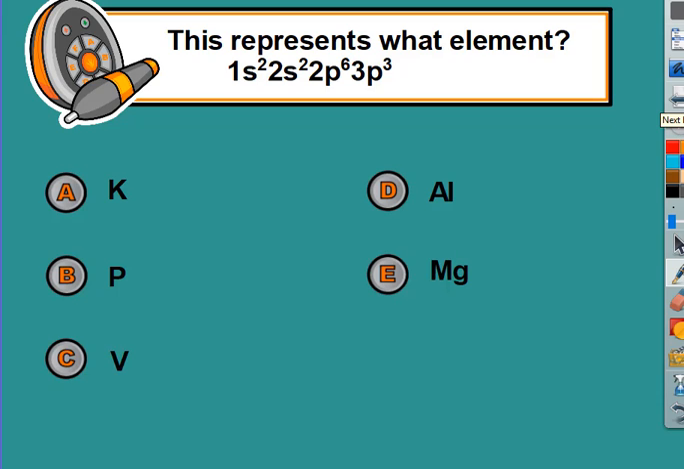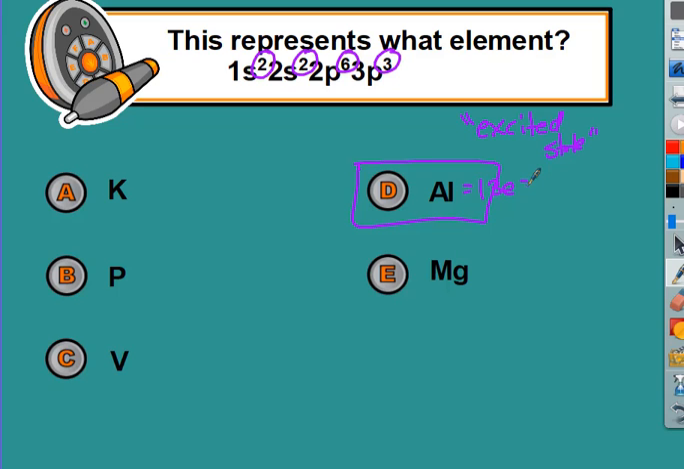So pause the video and figure out which element this represents. So if you said aluminum, you're correct. But you may look at it and say, that's not aluminum's electron configuration. So this is what we refer to as an excited state. It skips something. It goes 1s, then 2s, then 2p, but there's no 3s. You can always figure out what element it is, though, by adding these up. We have 10 plus 3 is 13, which is the number of electrons in aluminum.